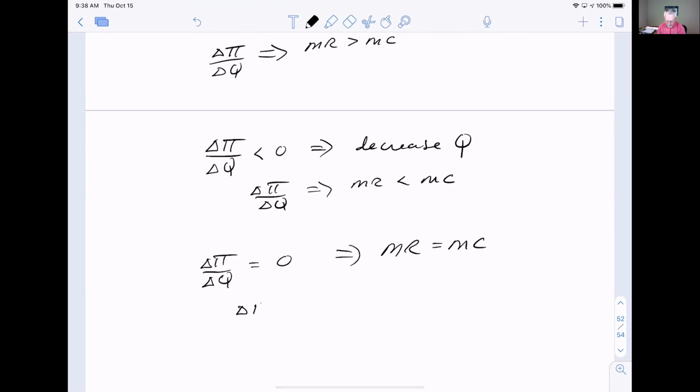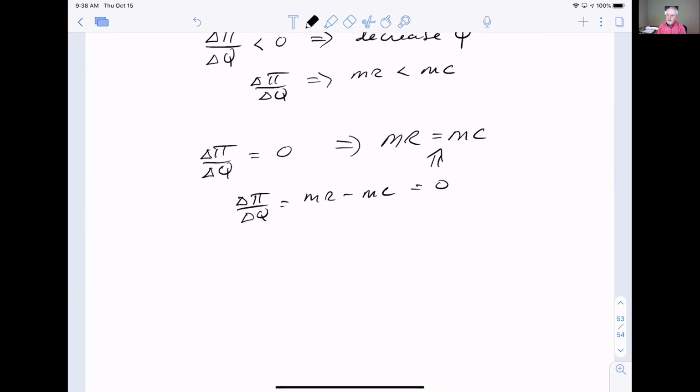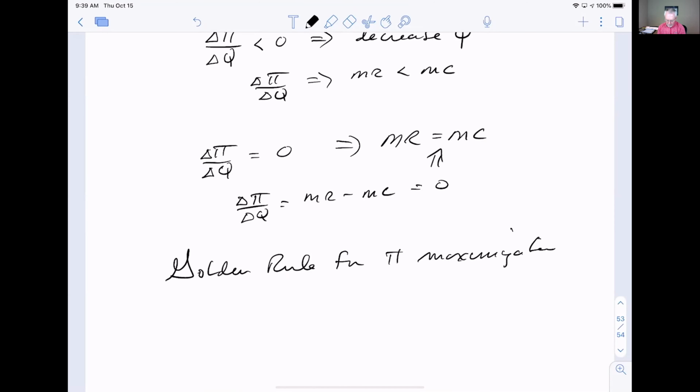All right, since I've got marginal profit is equal to marginal revenue minus marginal cost. And if that's 0, then that implies that marginal revenue is equal to marginal cost. So this is my golden rule for profit maximization. And it doesn't really depend in any way, shape, or form on the market type. So the golden rule for profit maximization is to choose Q such that marginal revenue is equal to marginal cost.